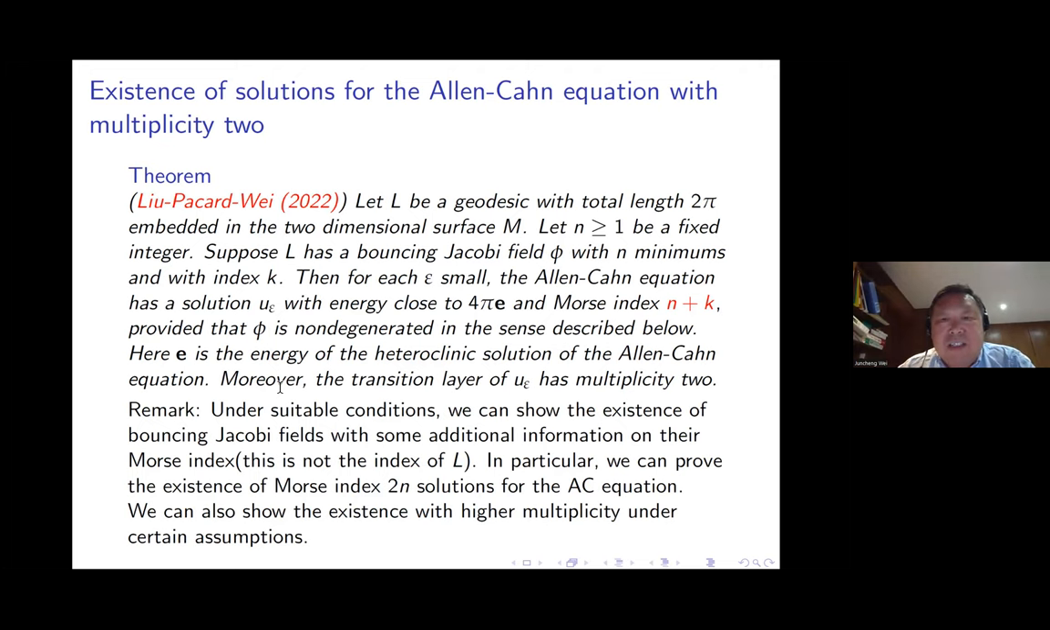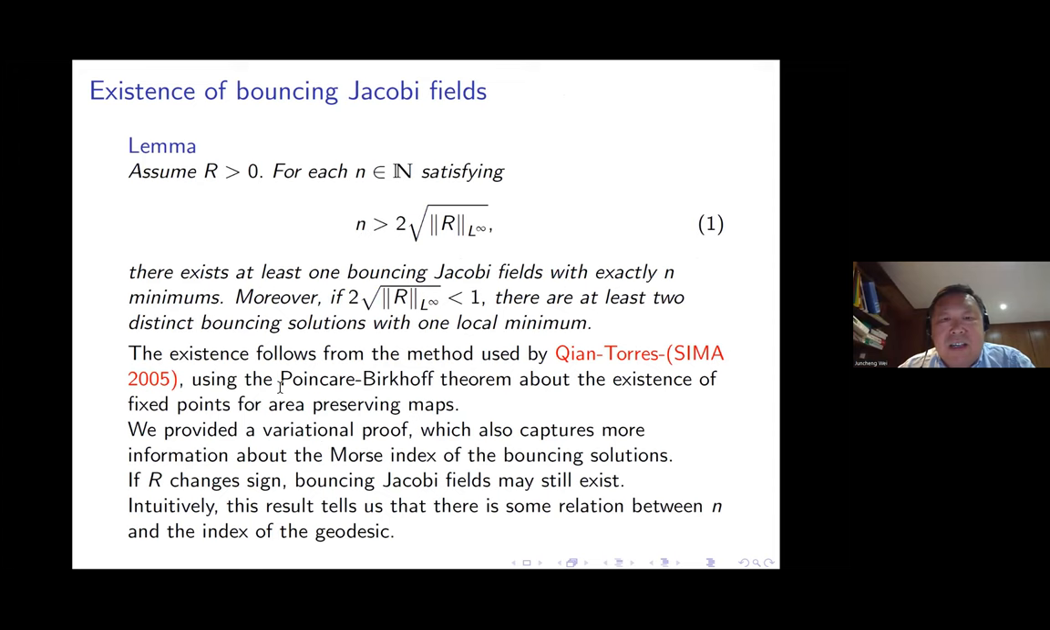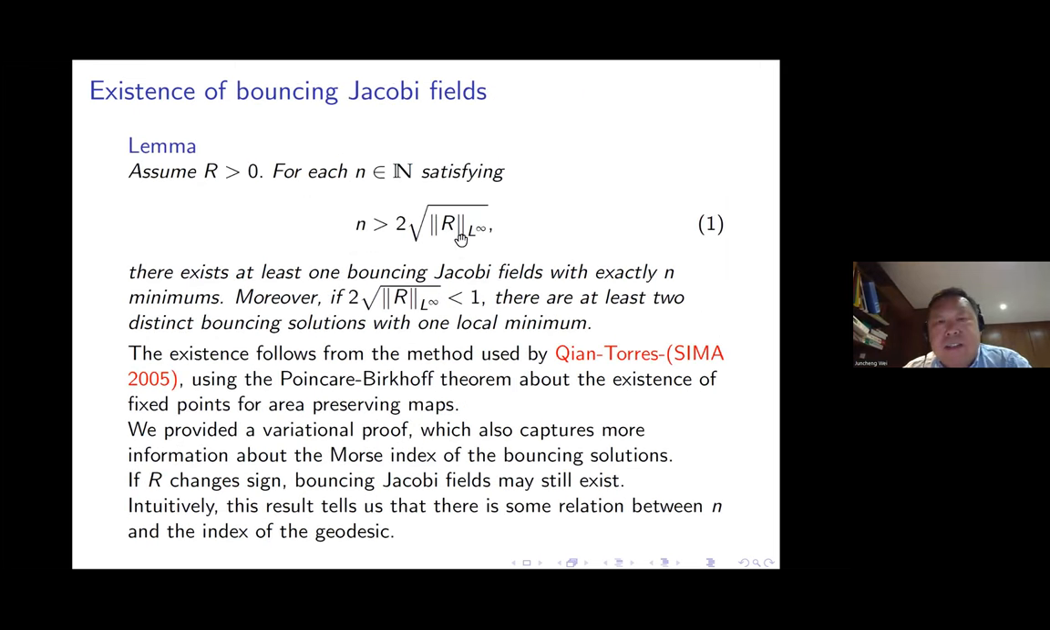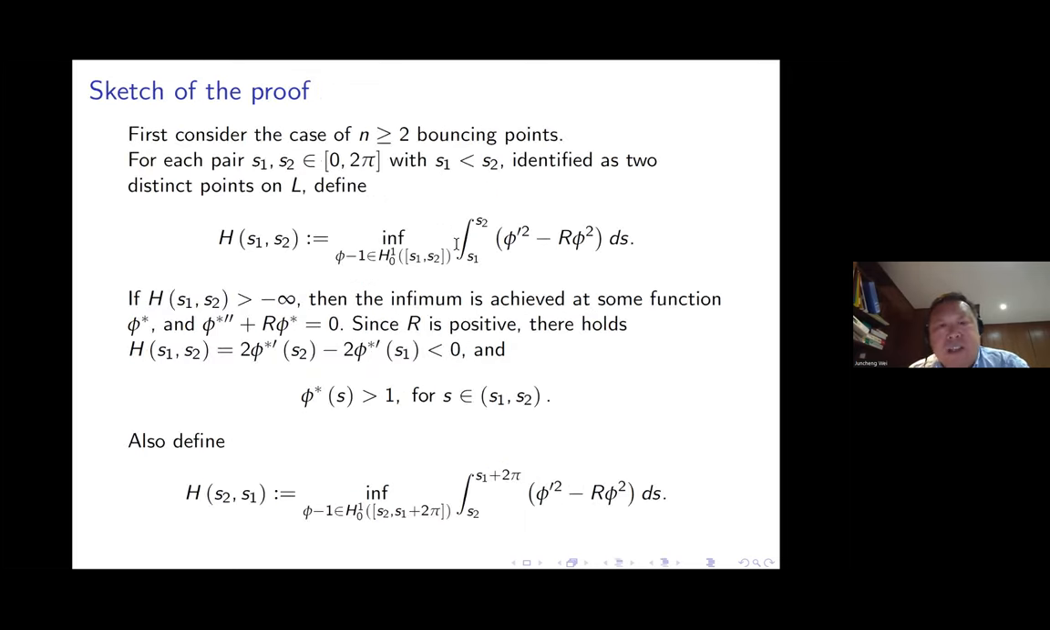So what is the existence of a Bunsen Jacobi field, and we can prove it under some conditions on the Gauss curvature. For example, if the Gauss curvature is small, then we can prove that there's a Bunsen Jacobi field with exactly n points. And for the proof of this, we use the fibration method instead of the dynamical system method.